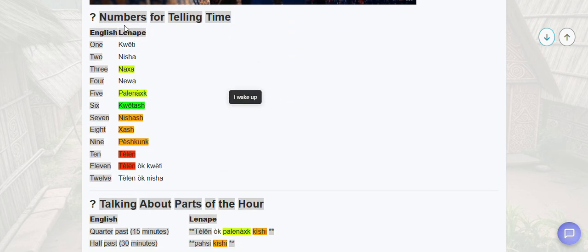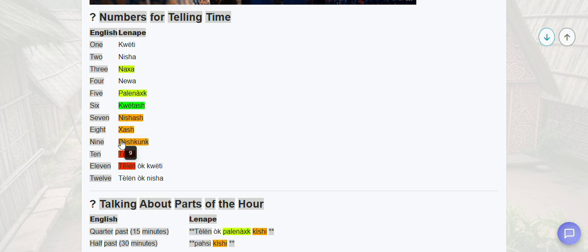And then numbers for telling time. So all the numbers here for the clock are here. So kweti, nisha, naha, nawa, palenach, kwetash. So kwetash is kweti plus ash. Nisha is 7, so that's 2 plus ash. Chash is nacha. You take this na off, so it's nacha. It's not nachash, it's just chash.